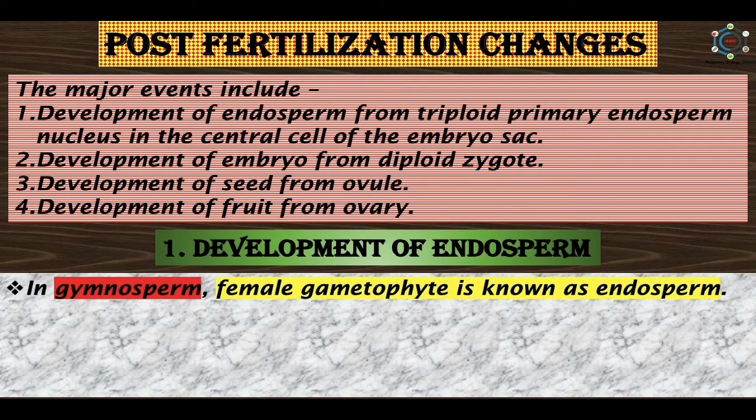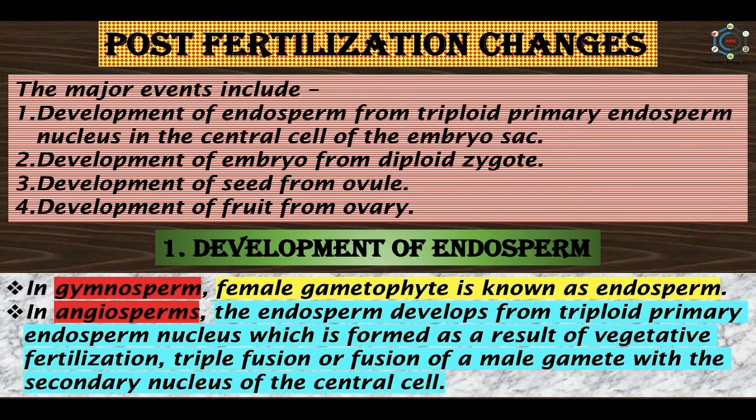Now, in gymnosperms, the female gametophyte is known as endosperm, and in angiosperms, the endosperm develops from the triploid primary endosperm nucleus, which is formed as a result of vegetative fertilization, triple fusion, or fusion of a male gamete with the secondary nucleus of the central cell.